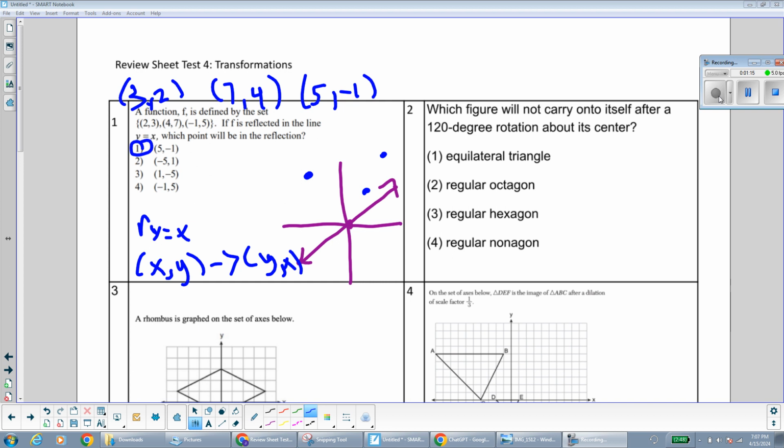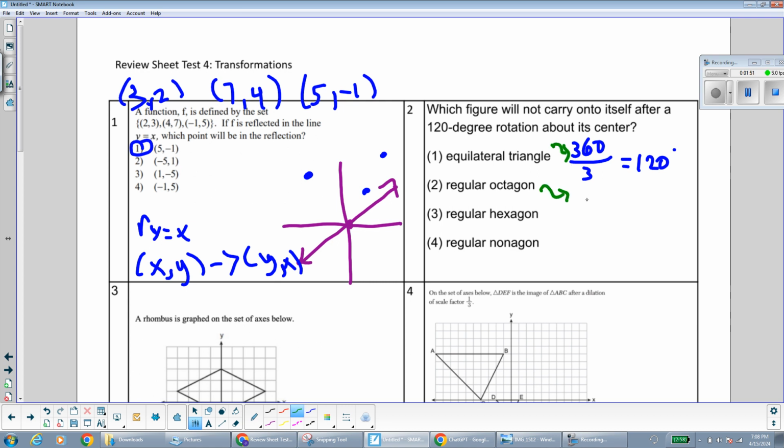In number 2, we're asking which figure will not carry onto itself after a 120-degree rotation about its center. So let's try them out one by one. Equilateral triangles have a total of 3 sides. So if I do 360 degrees divided by the 3 sides, I do get 120. So the minimum rotation that will carry the equilateral triangle onto itself is 120 degrees.